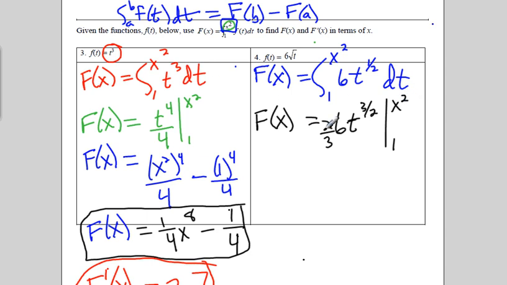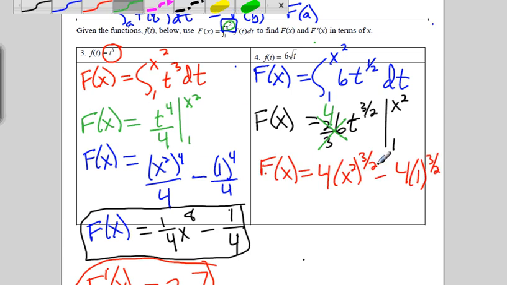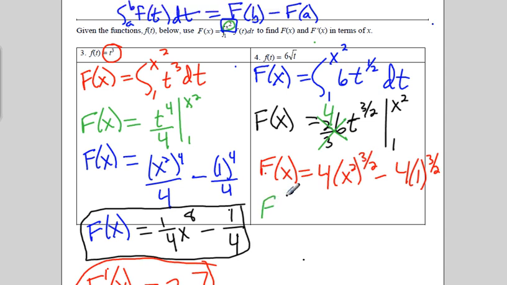Now, hopefully we see 2 times 6 is 12, divided by 3 is 4. So we know we have 4t to the 3/2. All right, let's do some math here. Just remember, when you raise something to the 3/2 power, that's taking the square root first. So the square root of x squared is x, then raising it to the 3rd power. So that's 4x cubed. 1 cubed is 1, and the square root of 1 is 1. So 4x cubed minus 4.